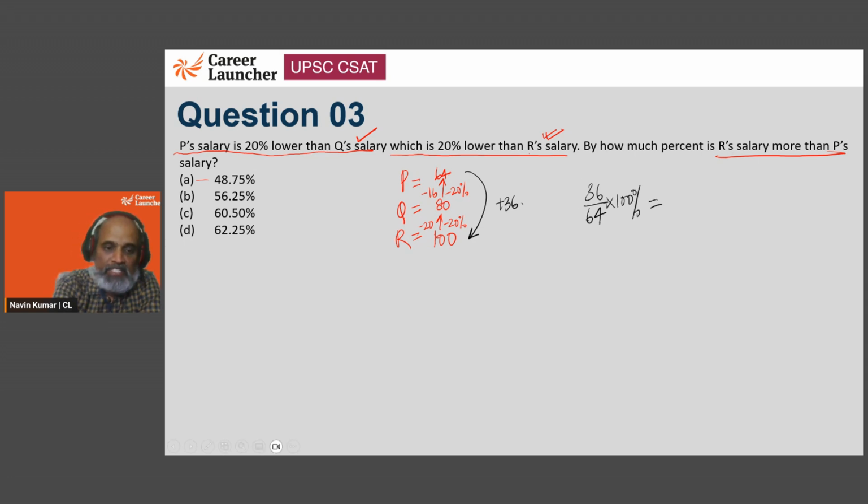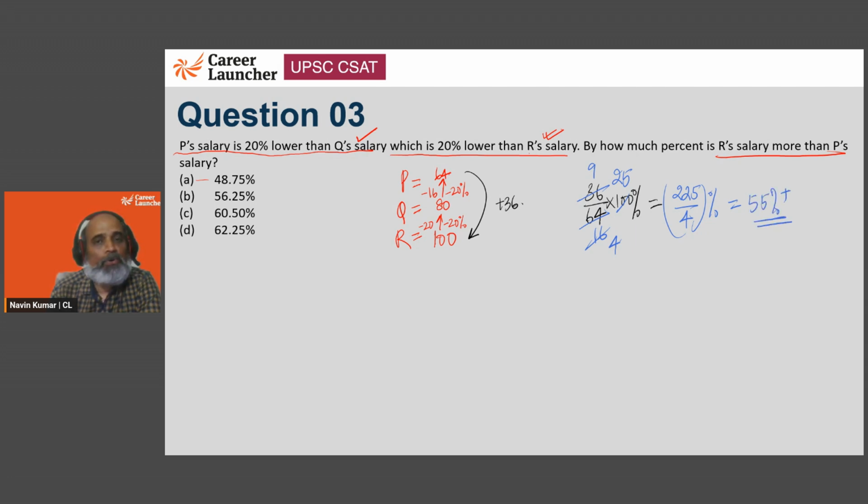Now 36 and 64, they both are divisible by 4. So this is 4 into 16, this is 9. Next, 16 and 100, they both are divisible by 4 again. So this is 4 and this is 25. 9 into 25 is 225 by 4 percentage. So 220 by 4 is going to be 55. So this is going to be a little more than 55%.